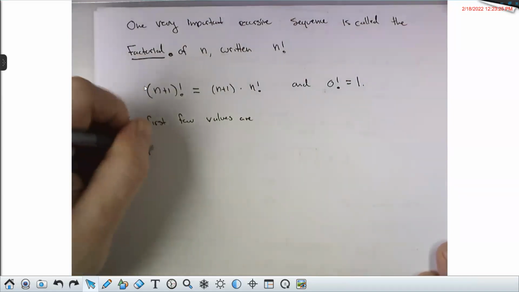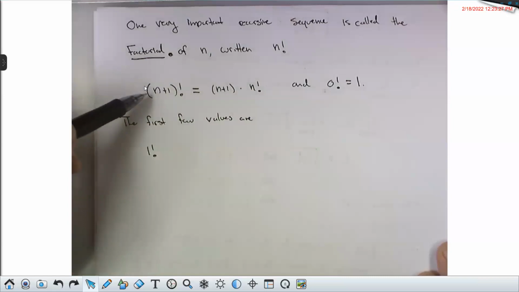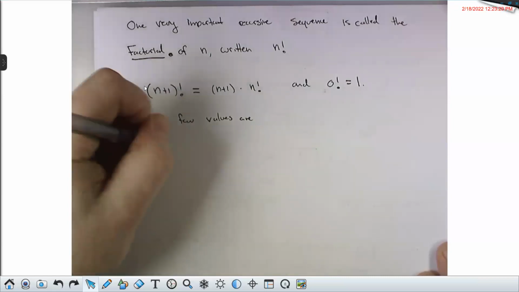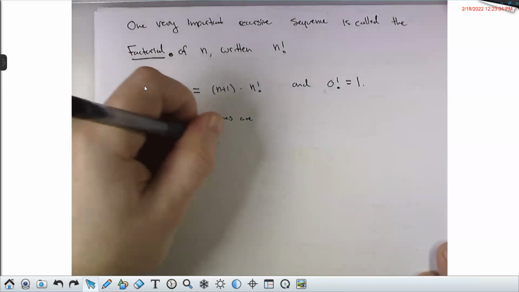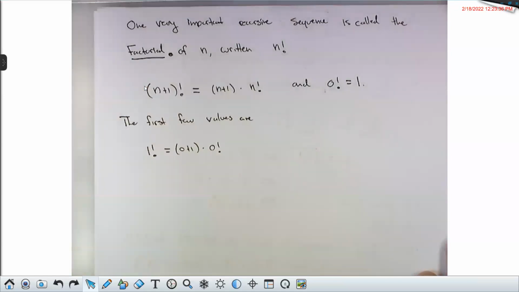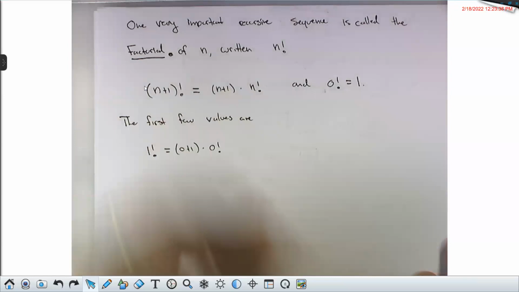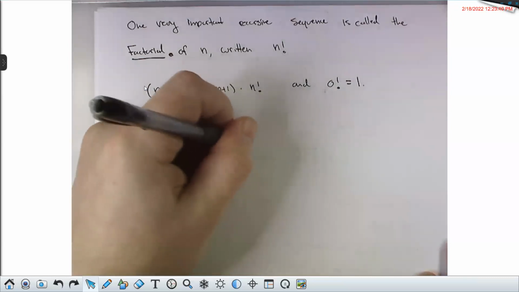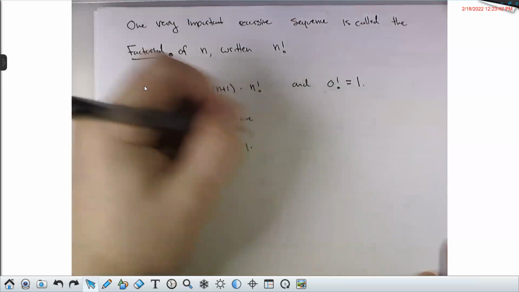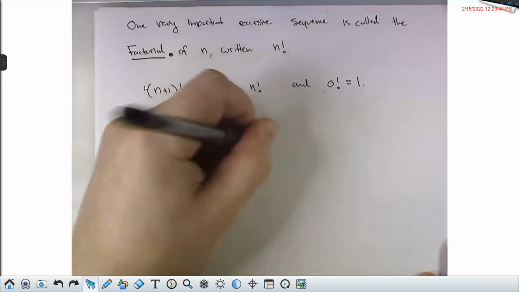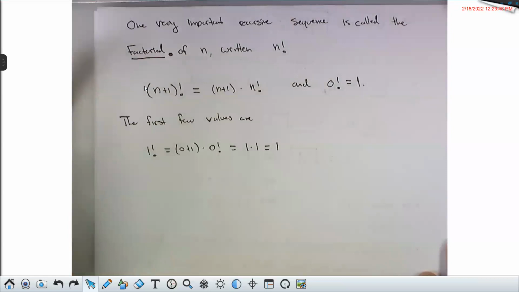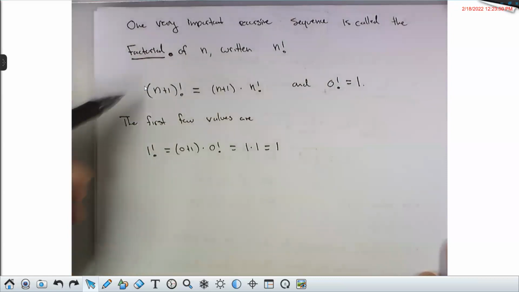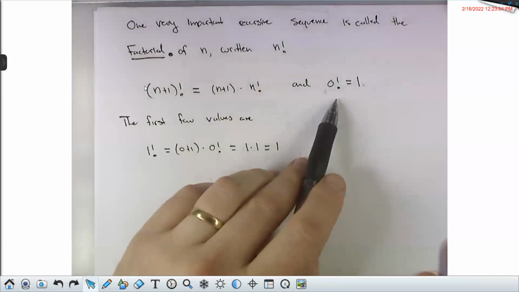Let's see, 1 factorial. If I plug in n equals 0 here, it should be 0 plus 1 times 0 factorial. 0 plus 1 is 1. 0 factorial is 1, and 1 times 1 is 1. So I'm plugging n equals 0 into this expression, and then using this initial condition.